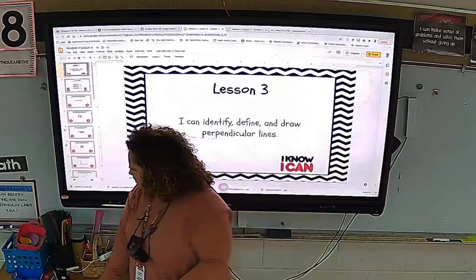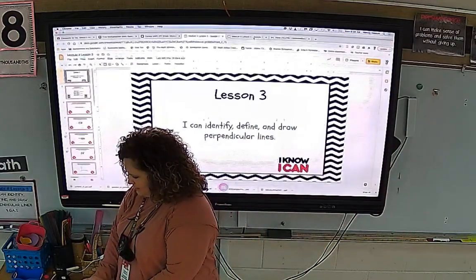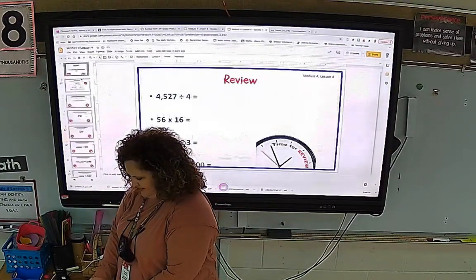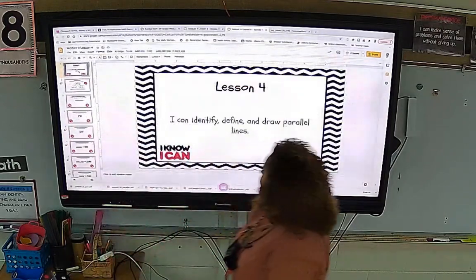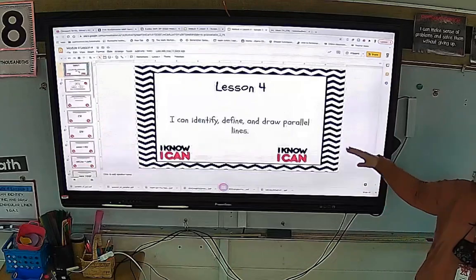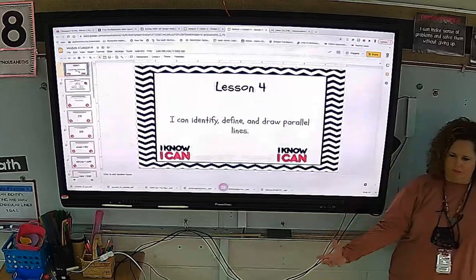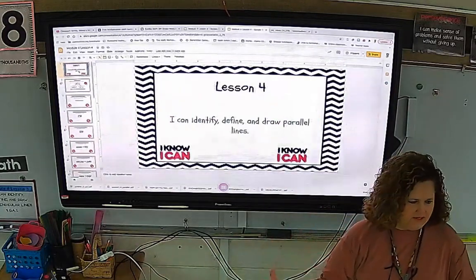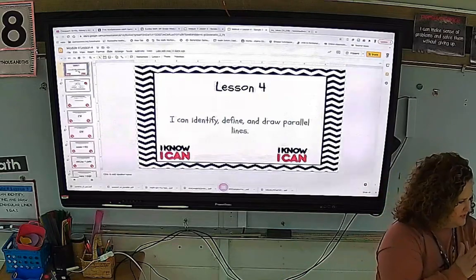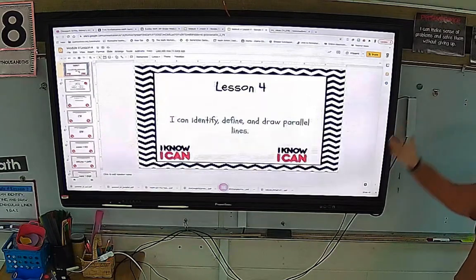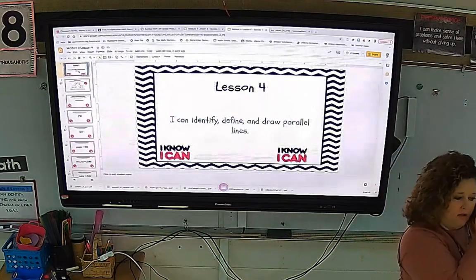Now, the reason we're also going to add on lesson 4 today, and lesson 4 disappeared, is that this is what lesson 4 is: I can identify, define, and draw parallel lines. They've created two completely separate lessons for this, but a lot of times you see these two ideas together. What did they do in the Go Noodle? We would do this as parallel lines, and we're going to see why. We're going to learn the symbol for that and how to identify parallel lines.